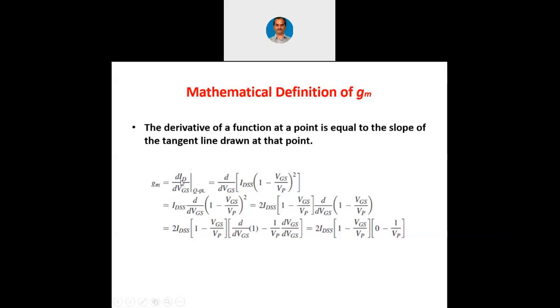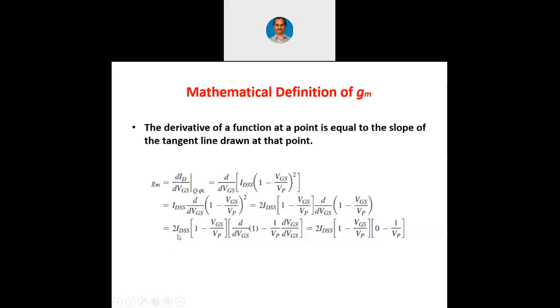Now, for ID, we will substitute Shockley's equation. ID is IDSS into (1 minus VGS by VP) whole squared. Now, we will differentiate Shockley's equation with respect to VGS. We know that IDSS is a constant. Take the constant out and differentiate (1 minus VGS by VP) whole squared with respect to VGS. You already know the differentiation of this kind of term, (1 minus x) whole squared. That is 2 into IDSS into (1 minus VGS by VP) into the differentiation of again (1 minus VGS by VP).